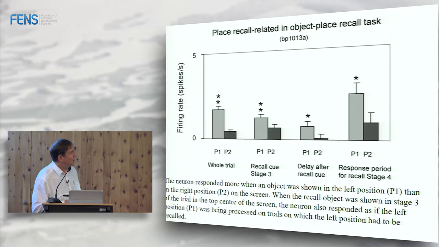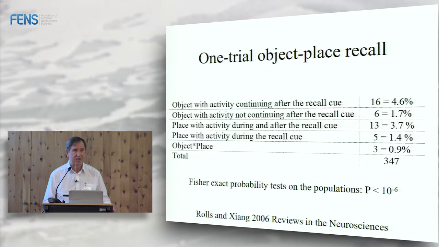So this is evidence that these neurons are involved in one trial, object place recall, okay, which is the crucial thing. I mean, we can call it episodic memory if we want, but that's the crucial hippocampal task as far as I'm concerned. So object place recall, and we got, I think these are the interesting ones, there's 3.7 and 1.4. So it's a small proportion of neurons that are doing this recall, about 5% of hippocampal neurons.